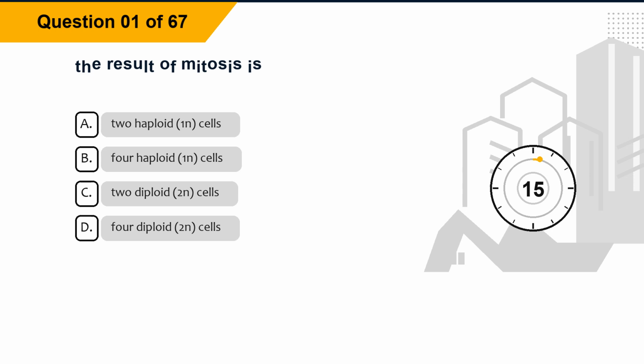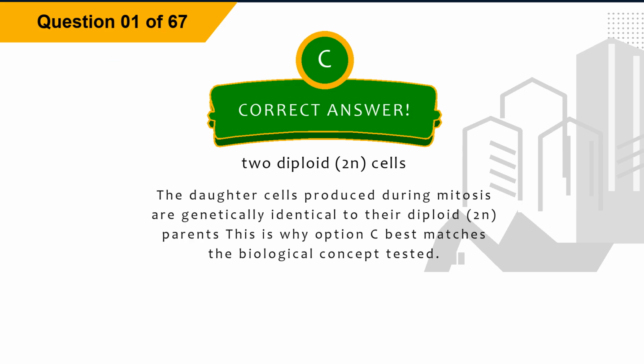Question 1. The result of mitosis is: Option A, 2 haploid (1N) cells. Option B, 4 haploid (1N) cells. Option C, 2 diploid (2N) cells. Option D, 4 diploid (2N) cells. The correct answer is option C, 2 diploid (2N) cells. Explanation: The daughter cells produced during mitosis are genetically identical to their diploid (2N) parents. This is why option C best matches the biological concept tested.